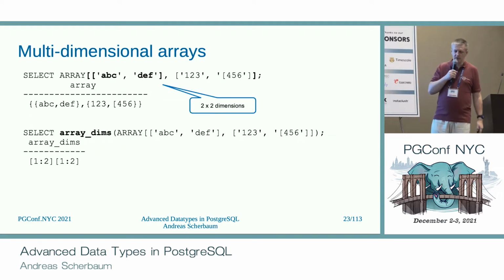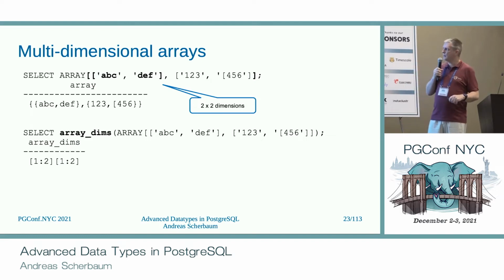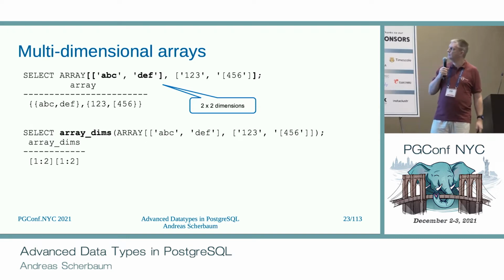I can have multiple dimensional arrays in any number of dimensions you want to have. Here I have 2 by 2 dimensions. You basically just stack and group them together, and then that's how it works. You can find out how many dimensions your data field has by using the array dims operator. And it tells you, okay, this is my level of arrays I have in my field.